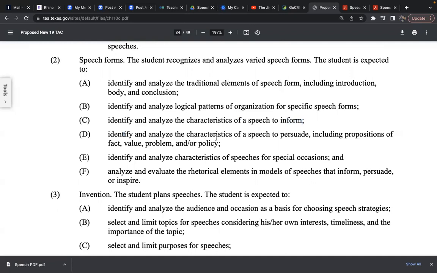There are particular characteristics of speech to persuade, like policy, problem, value, fact, but they have to be able to identify them and analyze them. It's sort of crazy now because most speeches that take place on news media are literally not factually based, go against policy for decades, and nobody calls them out on how they go against traditional and acceptable elements of speech form.